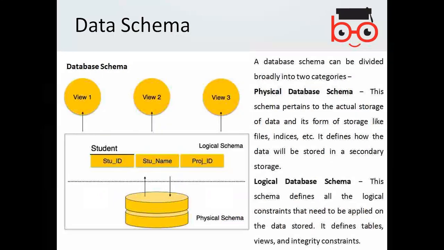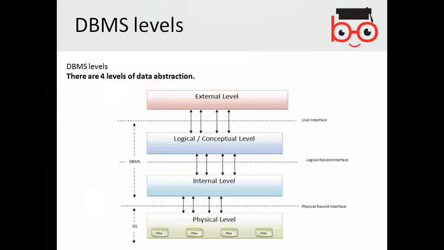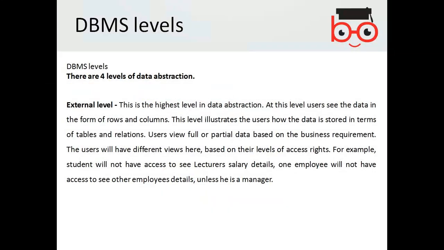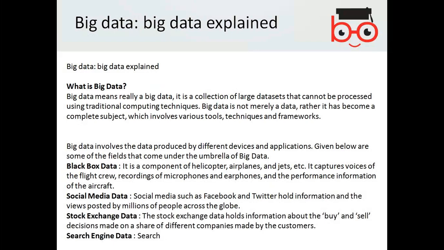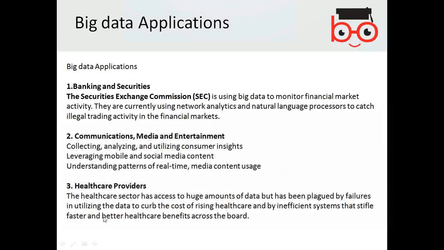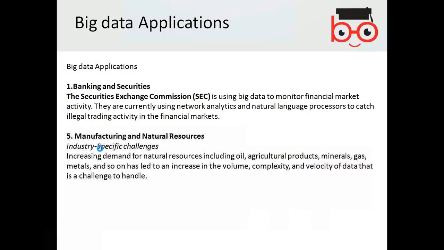Then we discussed the levels, how the relational model or database model lies, whether it's on the physical level, whether it's on the logical level, and then the external level is also involved. Then something which is beyond databases, which is called big data. Big data is a very enhanced, very big kind of database, which is not the conventional one. It is used in black box data, social media data, stock exchanges, search engines, etc. And big data is used for banking, communications, healthcare, and education.